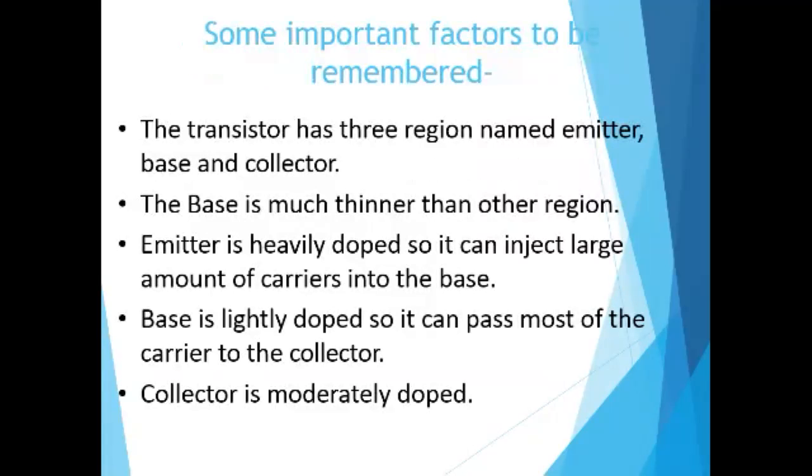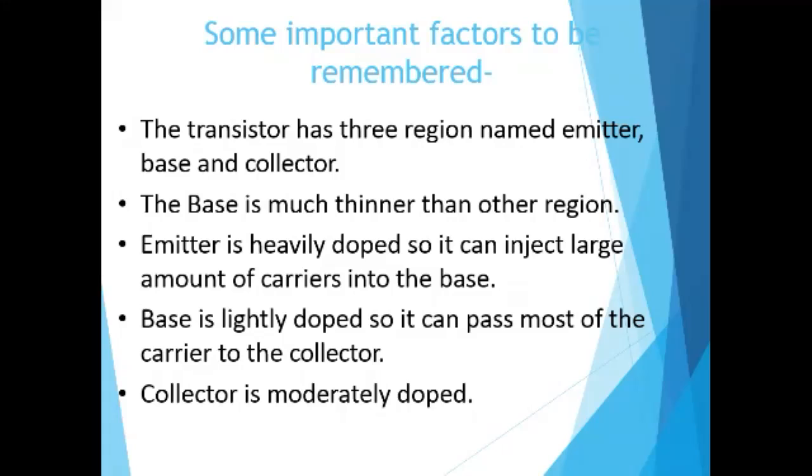Some factors to be remembered. The transistor has three regions named emitter, base and collector. The base is much thinner than the other regions. The emitter is heavily doped, so it can inject a large amount of carriers into the base. Heavily doped means you have added more impurities to the emitter. So the emitter is very strong compared to the base and collector, because it is heavily doped.